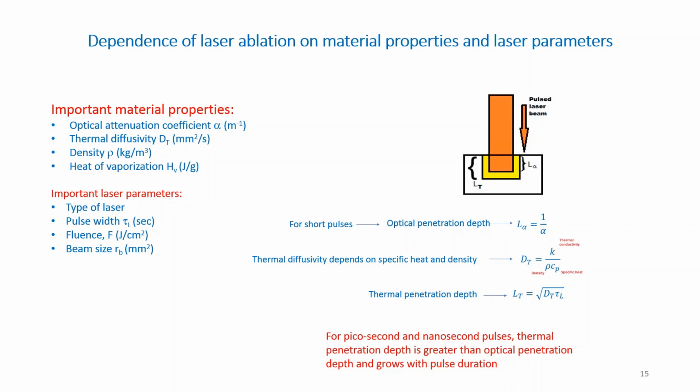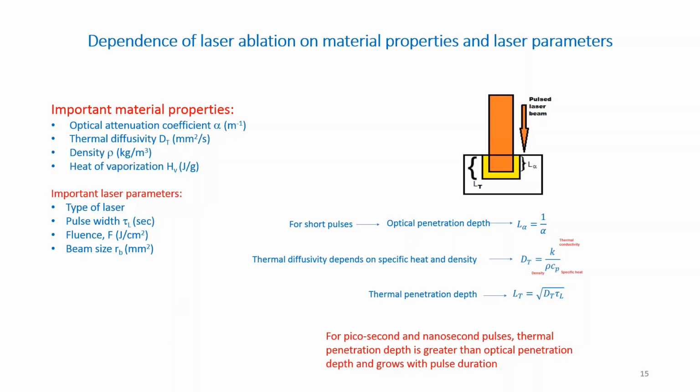That's H_V. As far as the laser parameters are concerned, the type of laser and the wavelength of the laser are important, as are the pulse width tau_L, the fluence, which is the pulse energy per unit area, a very common term in laser physics, and the beam size, depending on the application and what size you want to use.